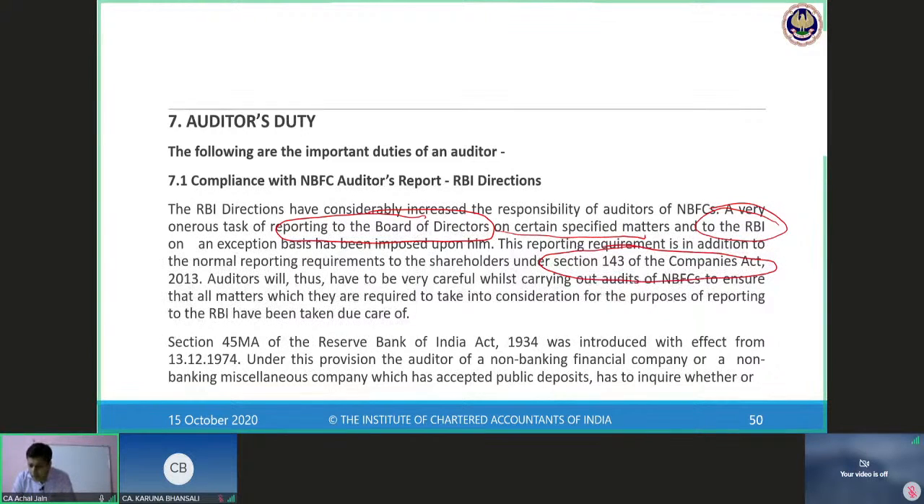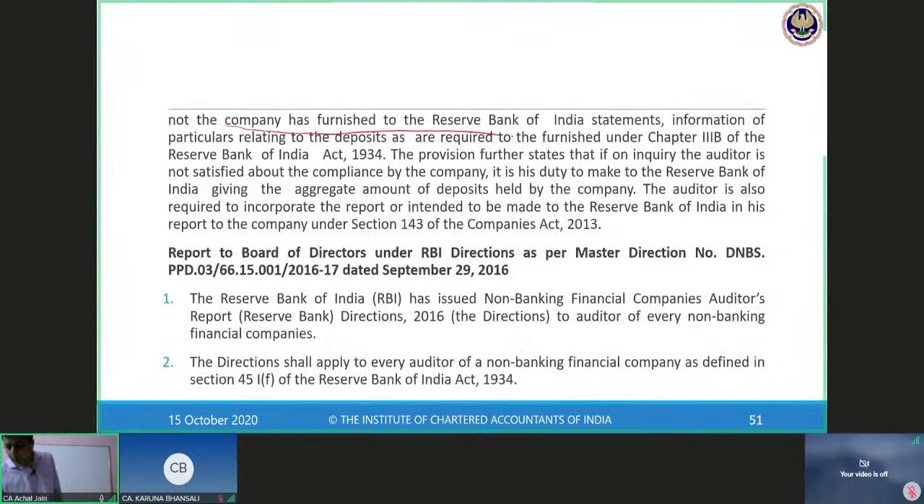So the RBI Act. Under this RBI Act, the auditor of an NBFC or non-banking miscellaneous company which has accepted public deposits has to inquire whether or not the company has furnished to RBI statements, information and particulars relating to deposits. These are some of the regulatory requirements imposed on the company, whether those have been furnished or not. Again, the auditor needs to ensure this.